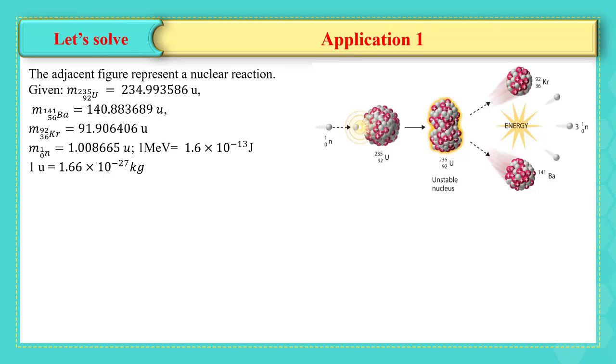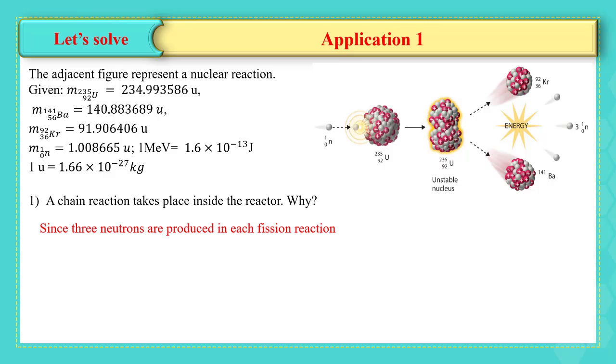Let's practice on this part and solve application 1. In the given of this application, we have the adjacent figure that represents a nuclear reaction. The mass of each particle and nucleus is also provided. In the first question, we have to specify why this nuclear reaction undergoes a chain nuclear reaction. We say that since 3 neutrons are produced in each fission reaction, the process will repeat.